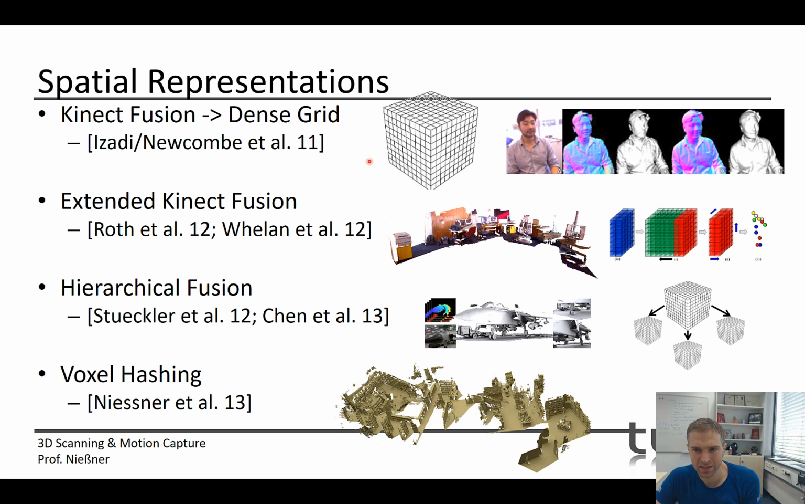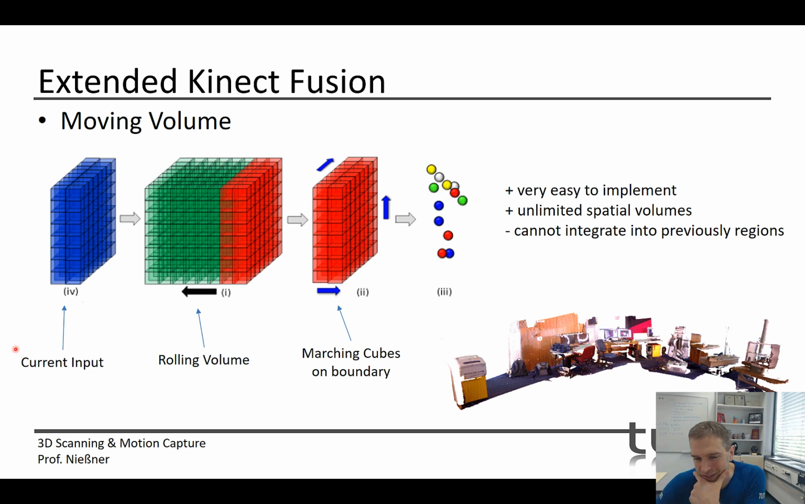And one problem they had is they basically ran out of memory very quickly. So they could only capture like one person basically. And the idea is you can extend this volume. There were a couple of extensions: extended Kinect Fusion, hierarchical Kinect Fusion, and a version called voxel hashing. I want to quickly go over these. It's basically about how to adapt the data structures such that you can scan larger scenes, because now it's a question of how to store all the signed distance fields and how to update them in real time.